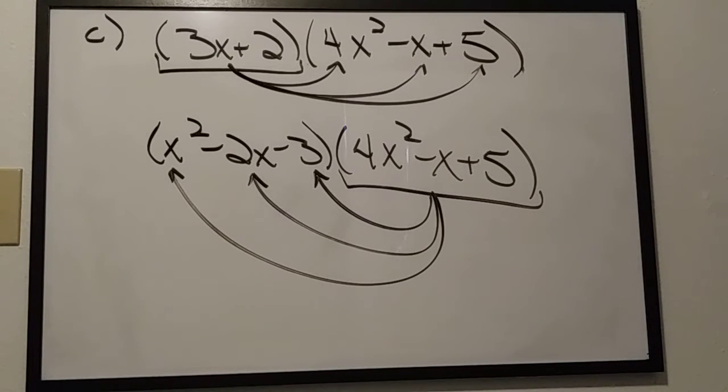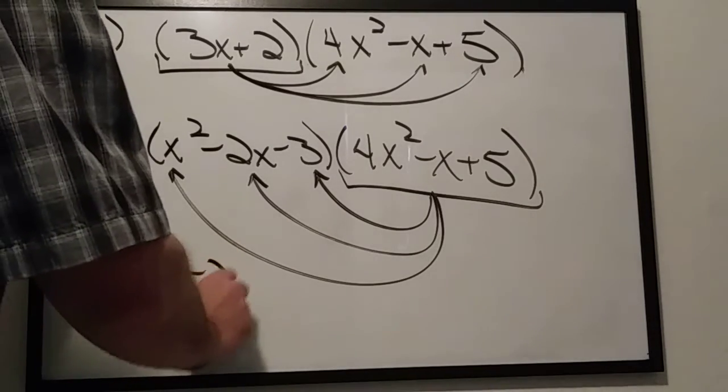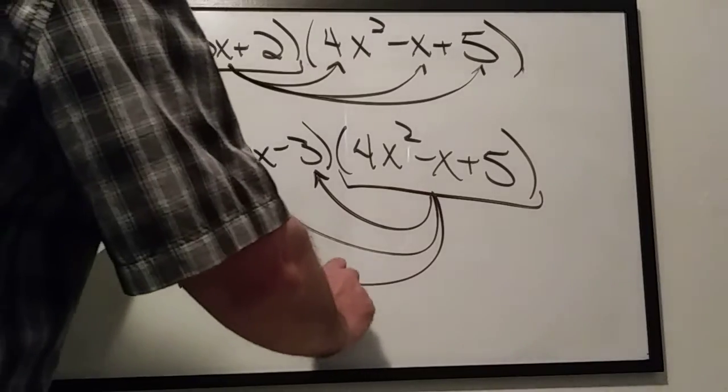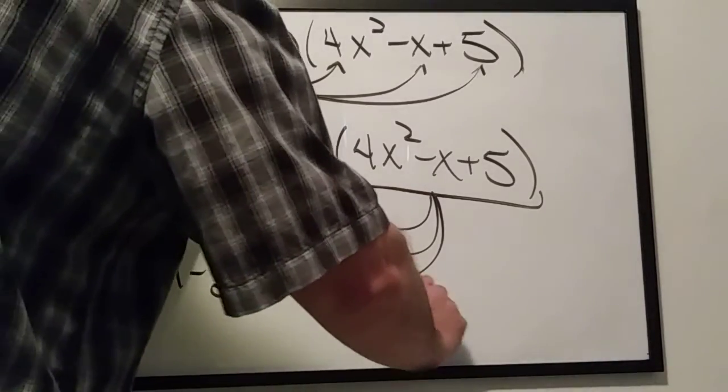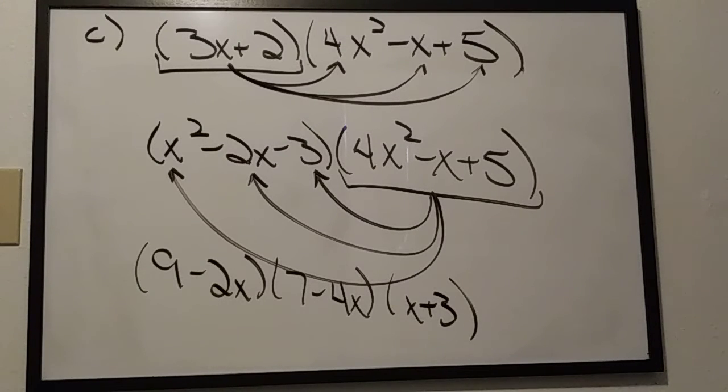The other question is, what would have happened if, instead of having a trinomial times a trinomial, I had 3 binomials? What would have happened if I had 9 minus 2x times 7 minus 4x times x plus 3? Well, if you look at this problem, I would suggest that you think about it in terms of the order of operations. We have 3 multiplications here, so order of operations says that you would do the multiplications in the order that they occur from left to right.